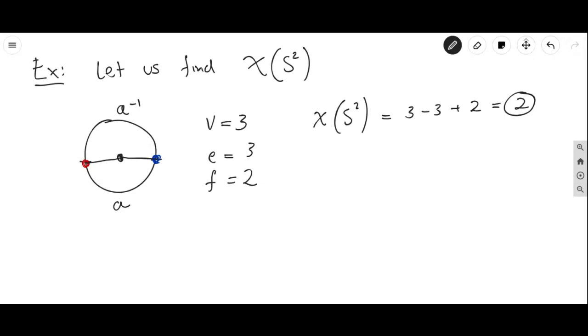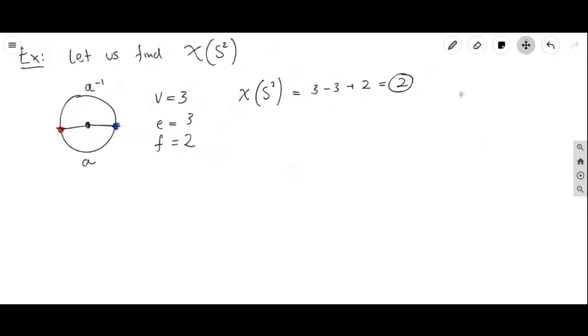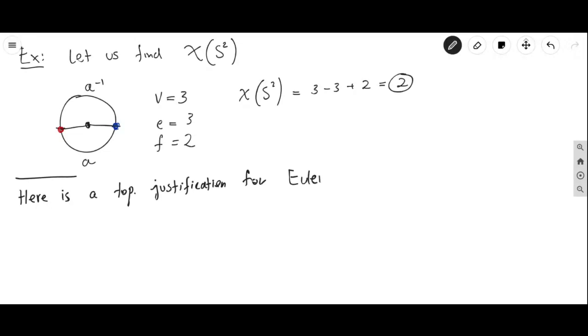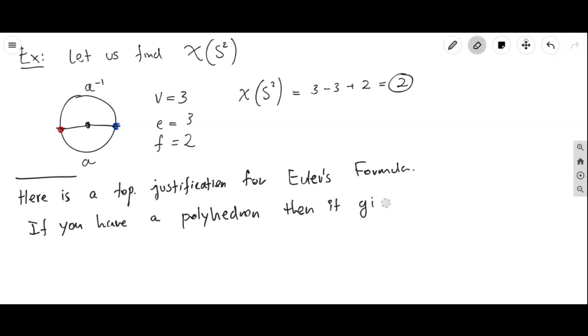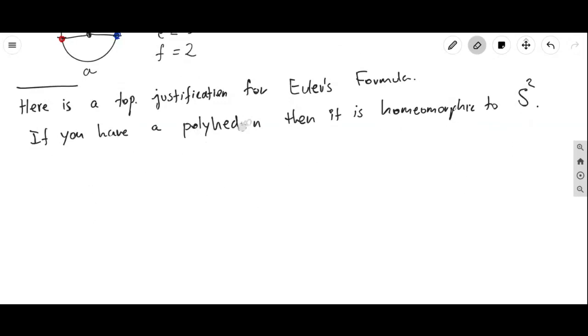Okay? So you say, why does this matter? So here is the justification for the classical Euler formula. Here is a topological justification for Euler's formula: if you have a polyhedron, then it is homeomorphic to S2, right? A polyhedron is homeomorphic with S2. A cube, topologically, is a sphere. A pyramid is a sphere. All of these polyhedra are spheres. So polyhedra are homeomorphic to spheres.